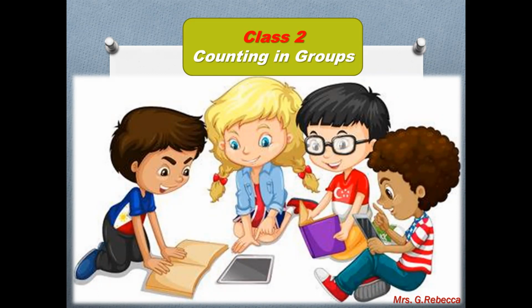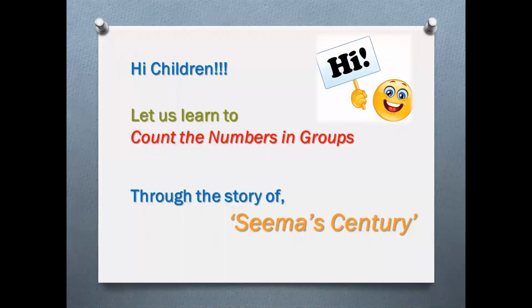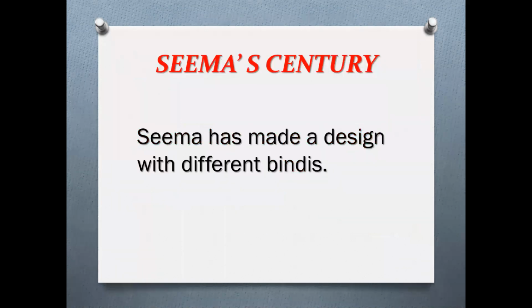Now, we were in the second chapter, that is counting in groups. Let us learn to count the numbers in groups through the story of Seema's century. Century? Seema's century. Century means 100. For example, Sachin hit a century. That means Sachin hit 100 runs. So century means 100.